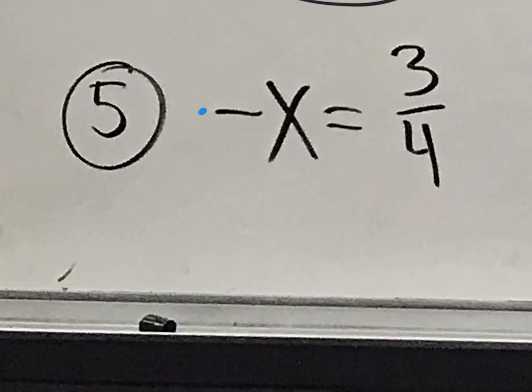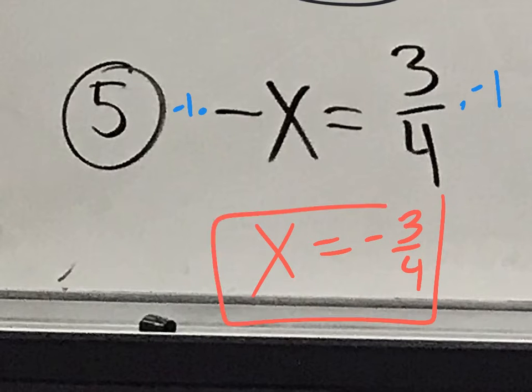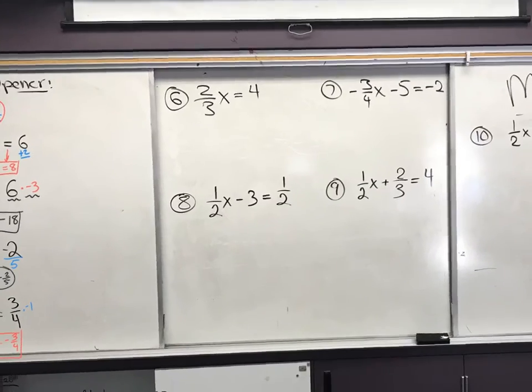So you could put times negative 1 times negative 1 to show your work, but the bottom line, that'll change it to a positive x, and that'll change that 3/4 to a negative 3/4. And there's your answer. Let's move on to something more fun.